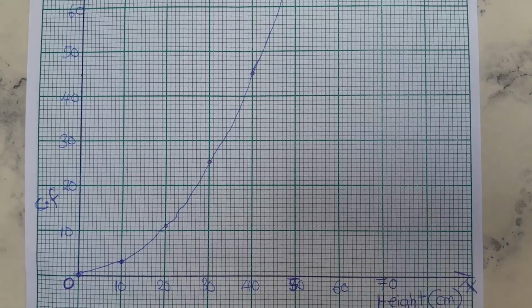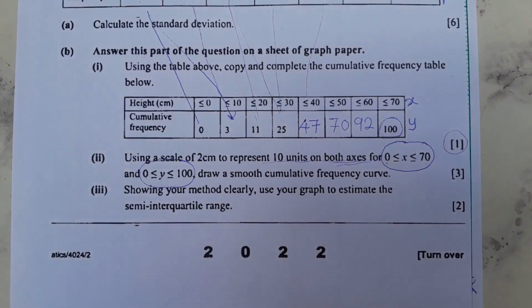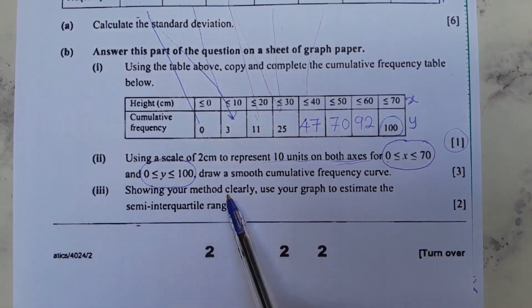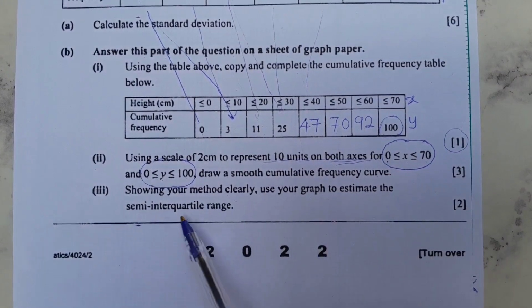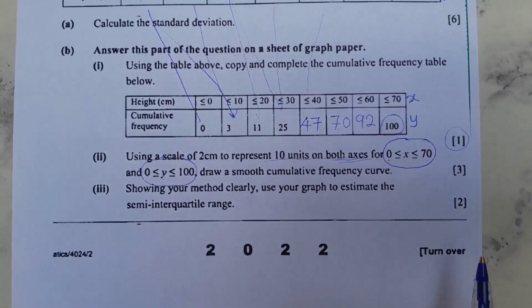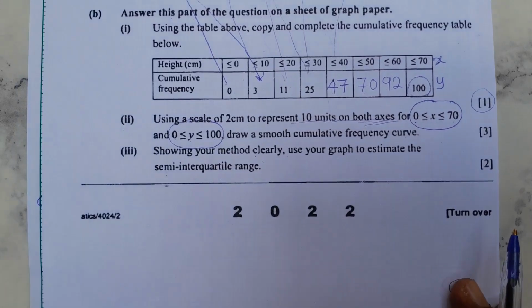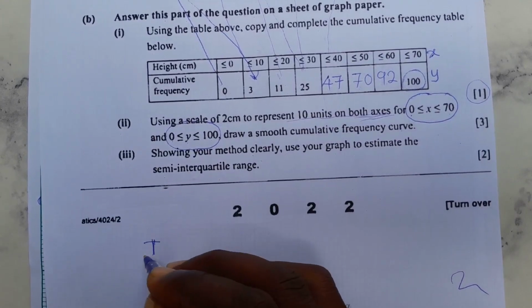Then we move to the next question. What is the next question saying? We go back to this part. The question is saying, showing your methods clearly, use your graph to estimate the semi-interquartile range. So the formula for the semi-interquartile range is this. The formula for interquartile range.